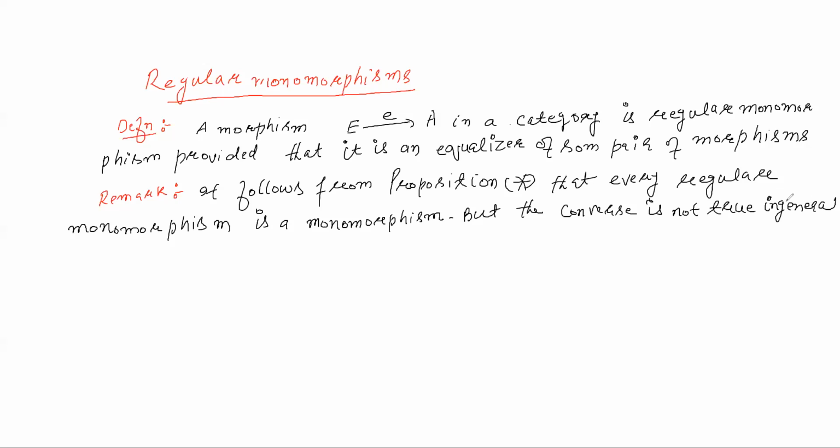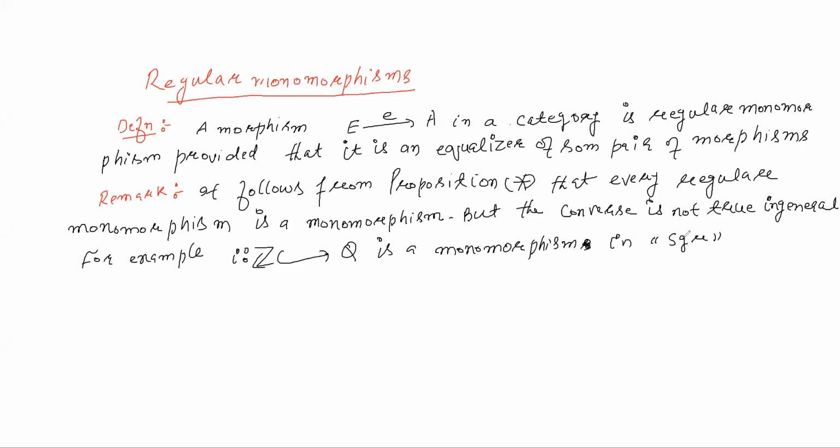Because every monomorphism need not be a regular monomorphism. For example, if you take Z to Q, the inclusion I, it is a monomorphism, because we know that it is injective, and in the set category, or for example in the semigroup category, injectives are precisely monomorphisms. So it is a monomorphism in the category of semigroups, SGR, but that is not regular.